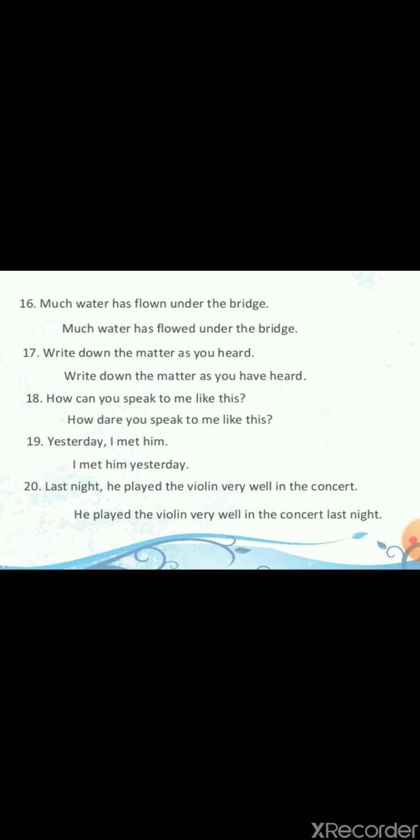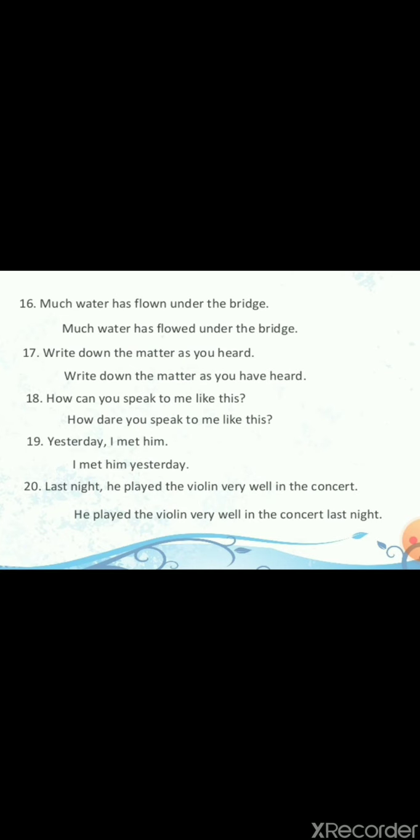Again, verb based error. How can you speak to me like this? How dare you speak to me like this? Verb based error, modal based error means dare. Okay, because it's showing some daring. So how dare you speak to me?